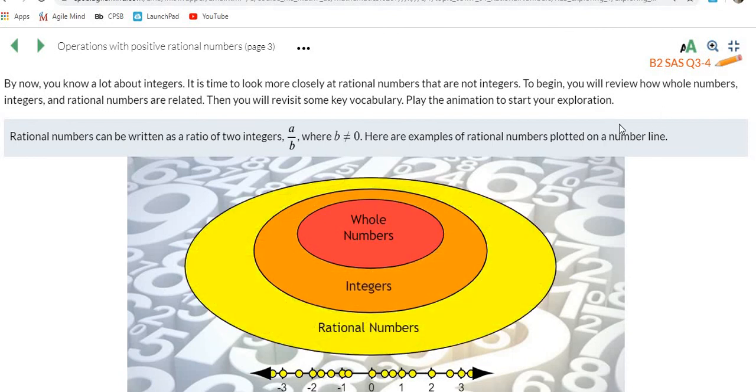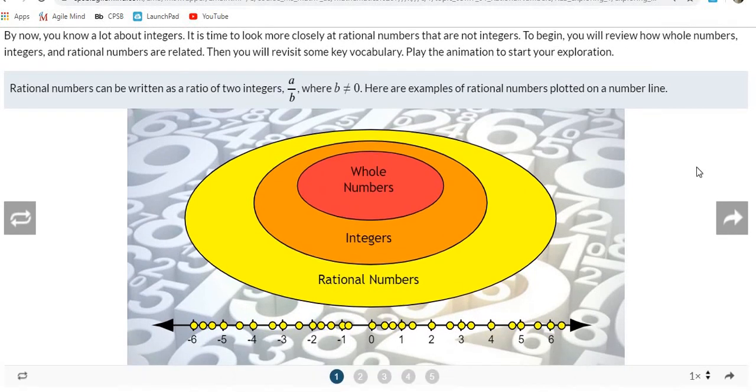And we're going to continue our talk with rational numbers and what they're all about. And we remember from yesterday, rational numbers can be written as ratios of 2 integers, as a fraction where the denominator cannot be 0. So all rational numbers can be written as a fraction with the denominator not 0. And we talked about yesterday how whole numbers could be written as fractions as well. All whole numbers can be written over 1.